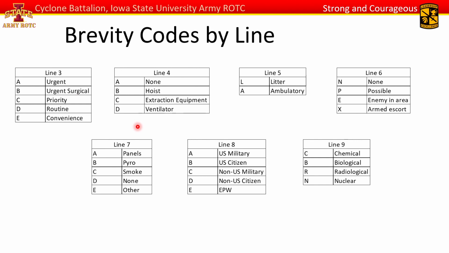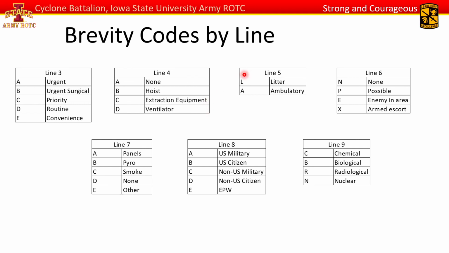So line 4, again, is special equipment. This would be different depending on the situation that you're in. So Alpha is none. That's going to be most of the time. Bravo would be hoist. So depending on your terrain, if you're in a relatively unreachable position where they can't get you out very well, then they would use a hoist to make that a little bit easier. Likewise with the extraction equipment, if you are in a vehicle, for example, they would need something to get you out of that vehicle. So like jaws of life is a common thing that we would see, at least on the civilian side. But that's kind of the idea behind that. And then a ventilator if you need that for your airway.